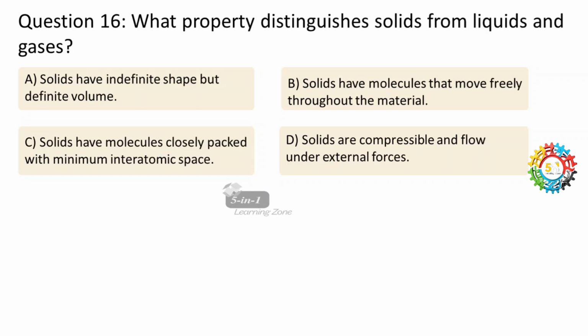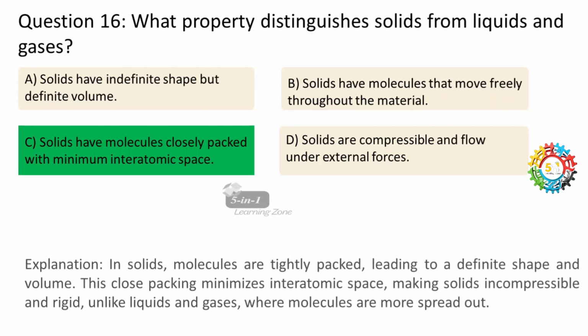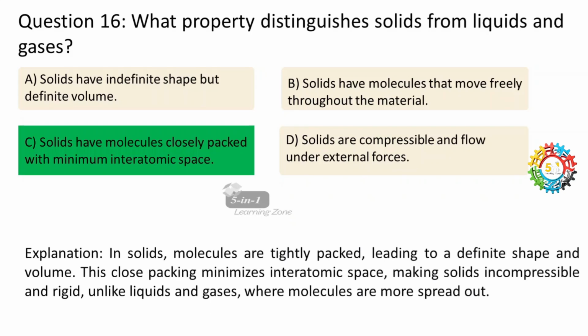16. What property distinguishes solids from liquids and gases? Answer: C. Solids have molecules closely packed with minimum interatomic space. Explanation: in solids, molecules are tightly packed, leading to a definite shape and volume. This close packing minimizes interatomic space, making solids incompressible and rigid, unlike liquids and gases, where molecules are more spread out.